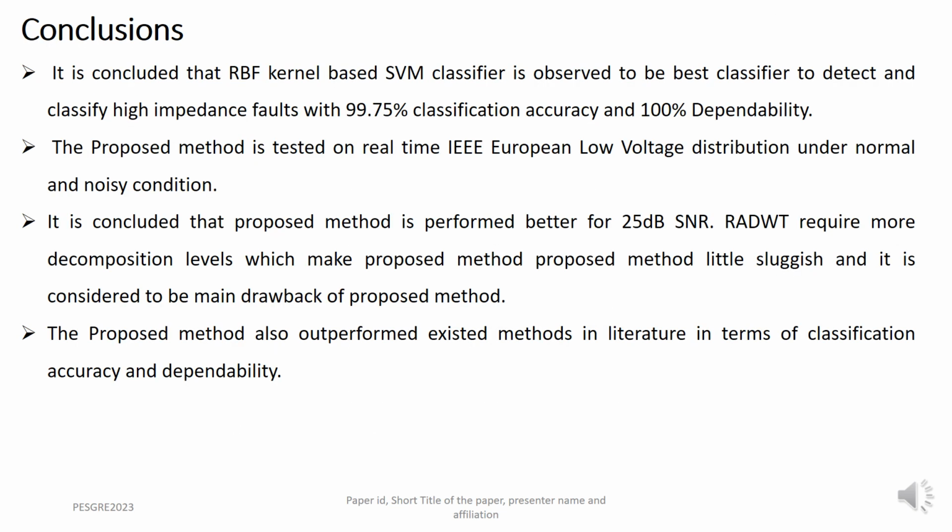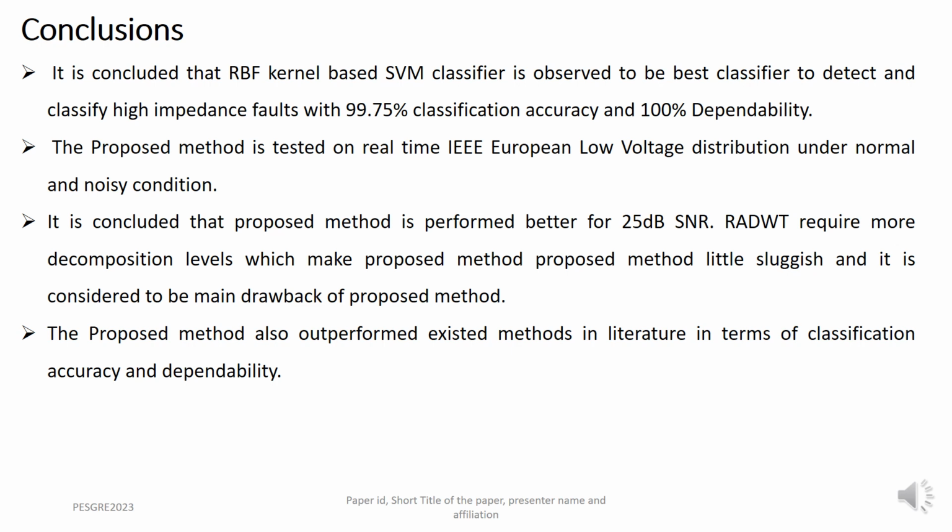So we come to some conclusions from this research. It is concluded that the radial basis function kernel based SVM classifier is observed to be the best classifier to detect and classify impedance faults, with around 99.75% classification accuracy and 100% dependability. The proposed method is tested on the IEEE European low voltage distribution system under normal and noisy conditions. It is concluded that the proposed method performs well for both 40 dB SNR conditions and the 25 dB SNR condition, which is the noisy condition.